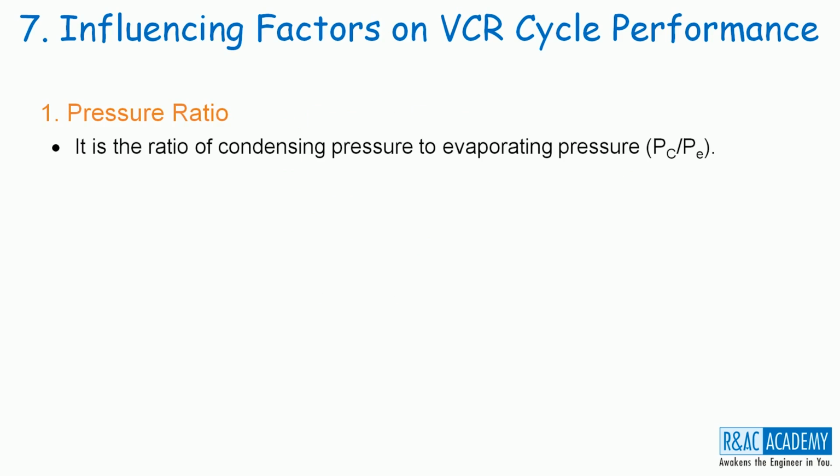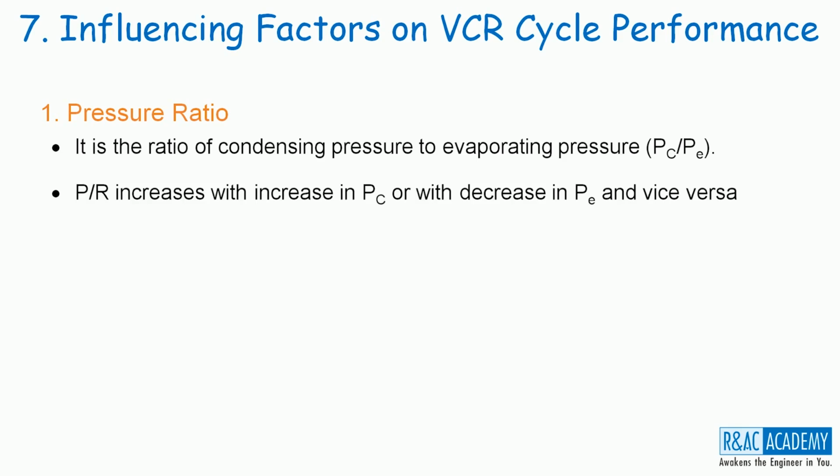It is the ratio of condensing pressure to evaporating pressure, PC divided by PE. It is obvious to say that if the PC is increased or the PE is decreased, the PR, pressure ratio, will increase and vice versa.